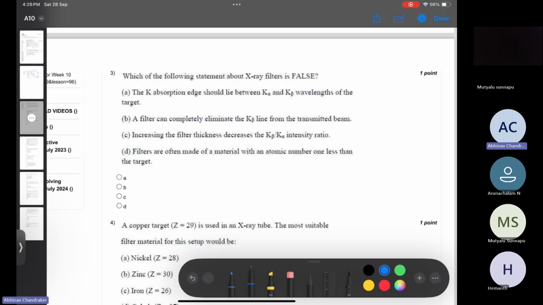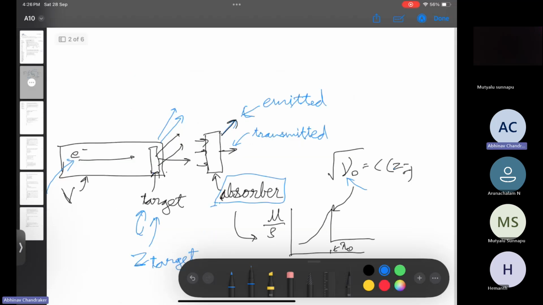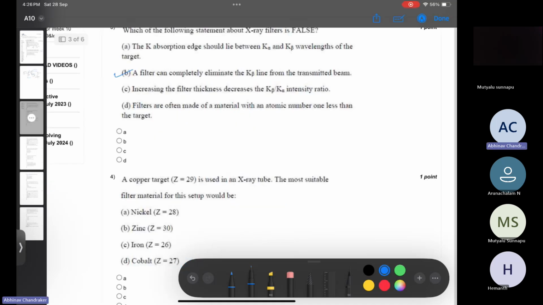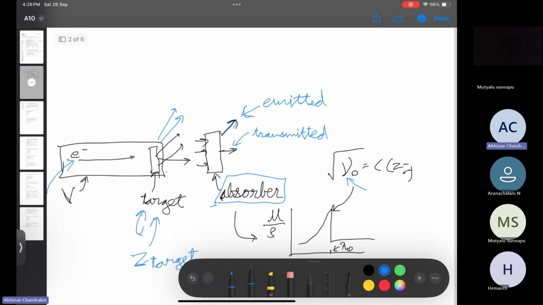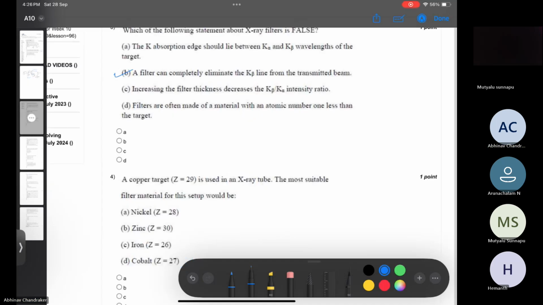The correct answer to this will be B. When we are using a filter, we usually use one which has an absorption edge which is between K alpha and K beta of the target material. And now I have shown here what is the target material and what is the absorber material or the specimen which you are using. So in this case, it is the filter material. So we know that this should be true.